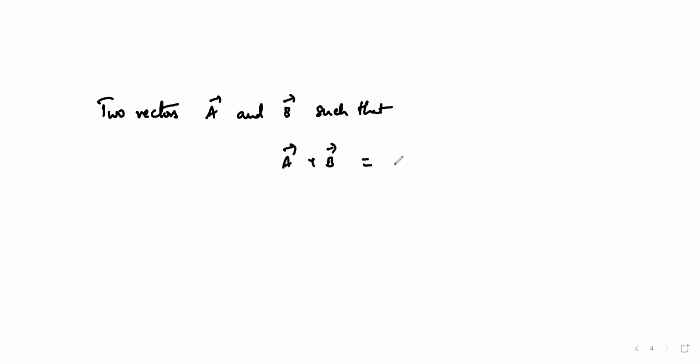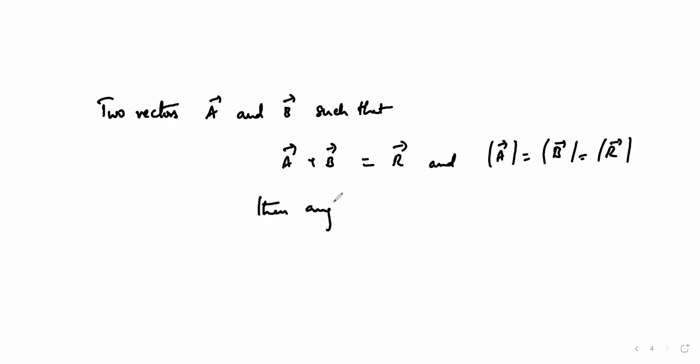Next question. Two vectors A and B are there such that A plus B is equals to resultant, and A equals to B equals to magnitude of the R. Then angle between the vectors.